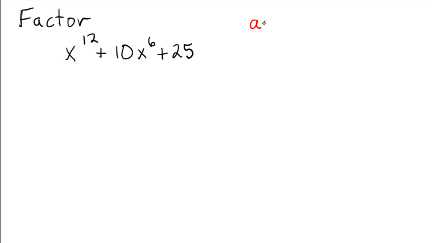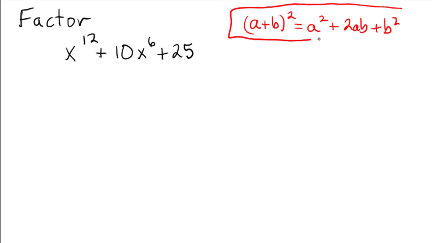In particular, (a plus b) quantity squared is equal to a squared plus 2ab plus b squared. So that's the form we're going to use as motivation to be able to simplify or factor down this particular polynomial. So we have x to the 12th plus 10x to the 6th plus 25. And if we're going to use this form, then we have to break it down to make it look like it's in that form. So I'm going to take that x to the 12th and write it as (x to the 6th) squared.